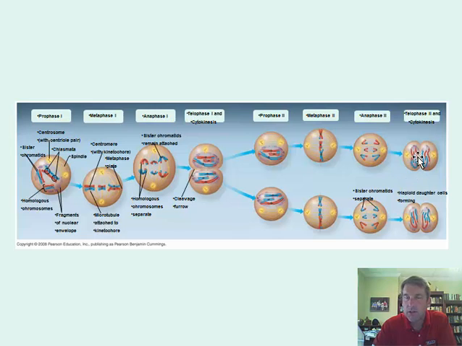And then in telophase, they start to form a new nucleus. And then in cytokinesis, they'll split apart, and we'll have 4 cells that derived from this one cell. Again, these cells are just going to be our gametes, or sperm and egg. That's the only time that this type of cell division occurs, is for the production of gametes.